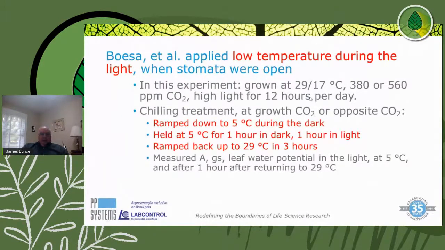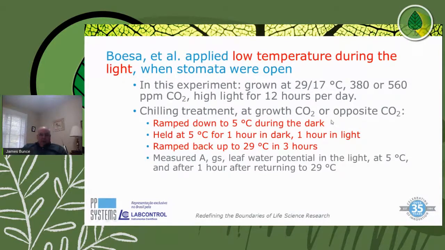So in this experiment, what I decided to do is try to apply the chilling treatment in a more natural way. Plants were grown at 29/17 Celsius at 380 or 560 parts per million, given high light for 12 hours per day. And then the chilling treatment, again, we did both at the growth conditions or at the opposite CO2 conditions. So we can separate effects of growth CO2 versus CO2 during the chilling treatment.